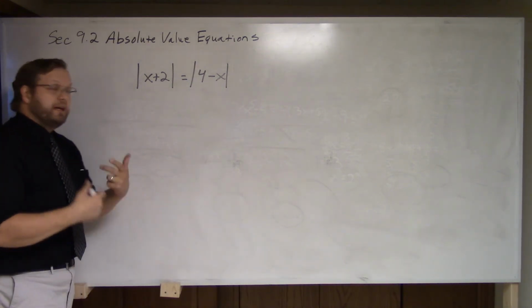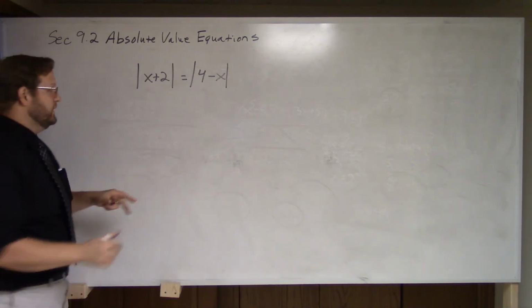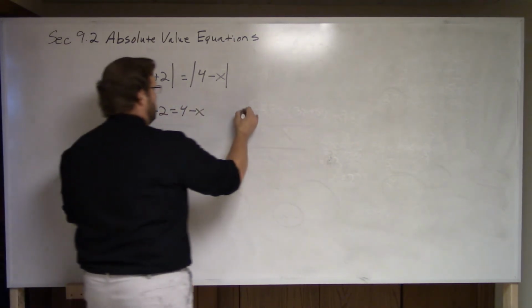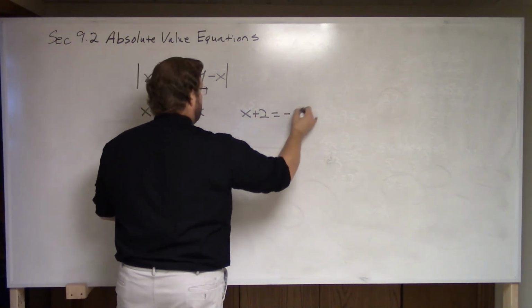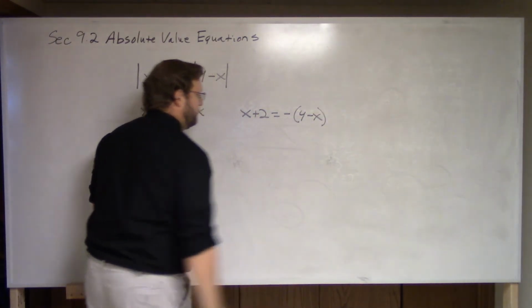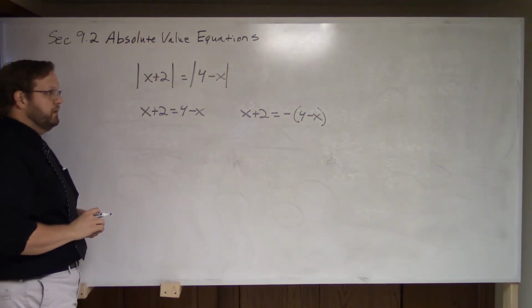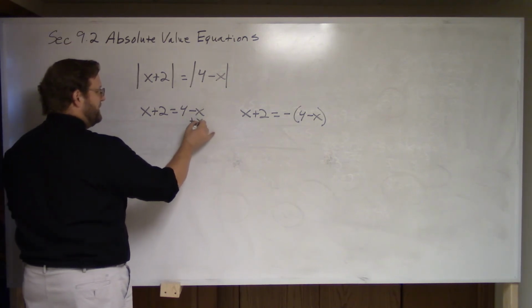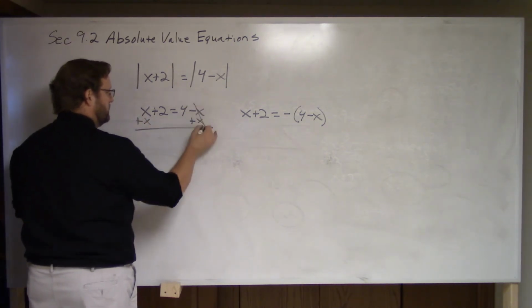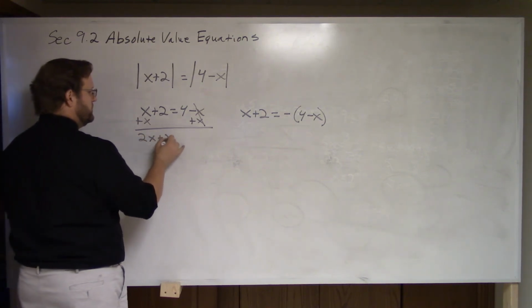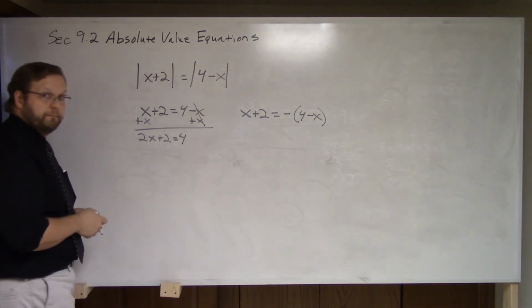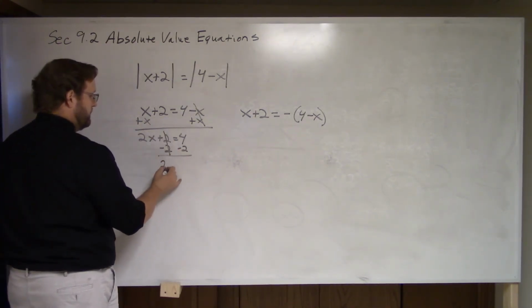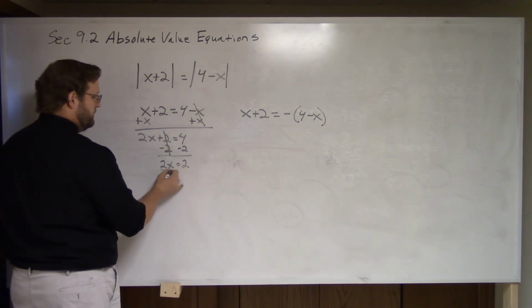Now, again, we have absolute value bars on both sides. Don't treat it any differently. I'm going to drop the bars, and then I drop the bars and change the sign. And we've got that. Okay, now let's solve them. So this first one, I'm going to add the x over to get 2x plus 2 equals 4. Then I'm going to subtract a 2. And then I'm going to divide by 2.